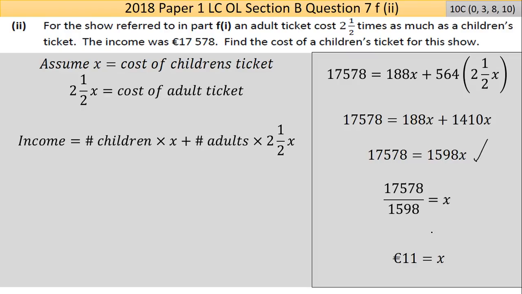Okay, 11 euro ticket price. Fortunately, that makes all too much sense. And an adult price then would be 2.5 times that, which would seem like a reasonable price. I think that's the end. Okay, so that's the end of question 7.